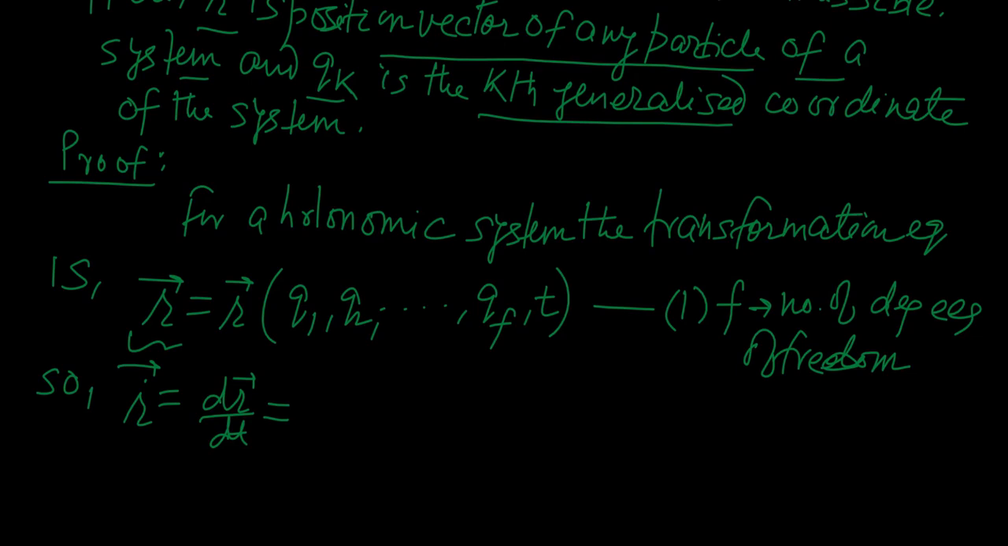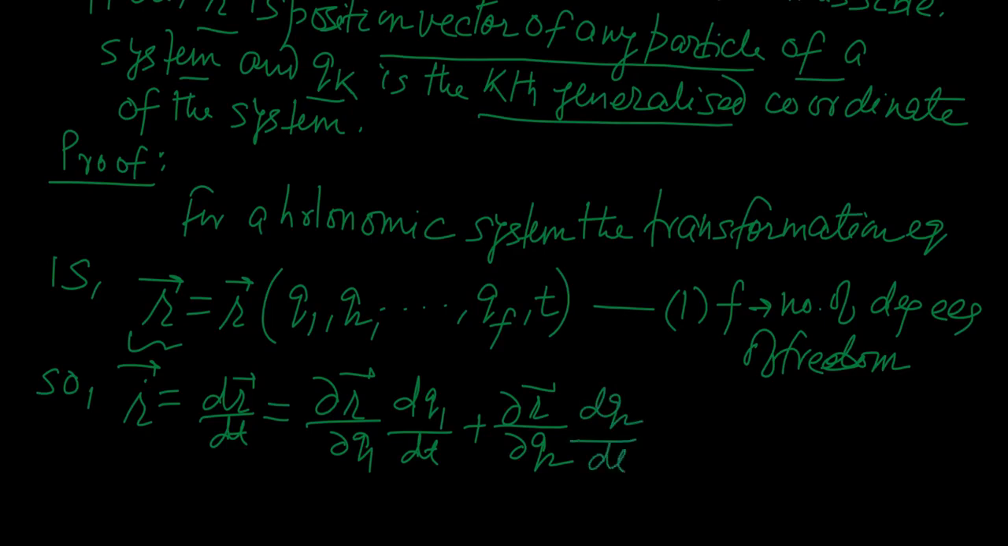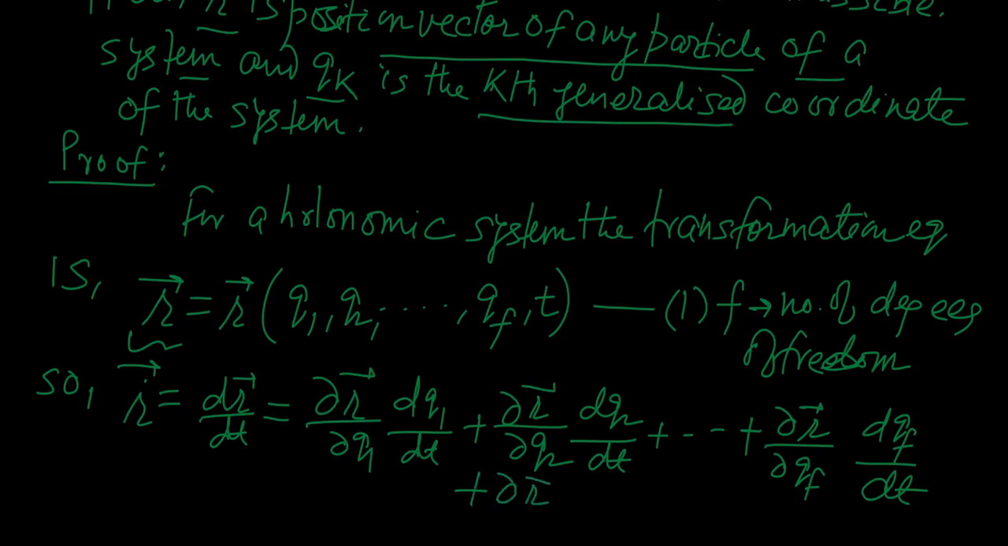We will write that this will be equal to del R by del Q1 dQ1 by dt, plus del R by del Q2 dQ2 by dt, plus so on, plus del R by del Qf dQf by dt, and plus del R by del t dt by dt.